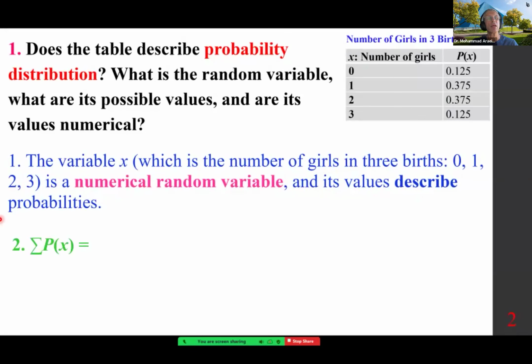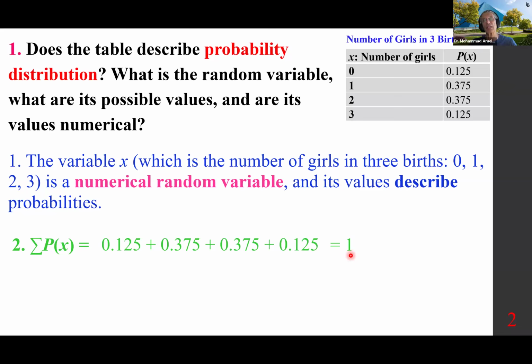The second characteristic, summation of P of X. If we add this column, they must add up to 1. So 0.125, 0.375, 0.375, 0.125. We add them up. Do we get 1? Yes. One thing I want to mention here. The only time you may not get 1 and still be fine is if it's close to 1 due to round-off error, meaning the result is 1.000001, or 0.9999. That's due to round-off error, so it's practically 1. Otherwise, it has to be identical to 1.